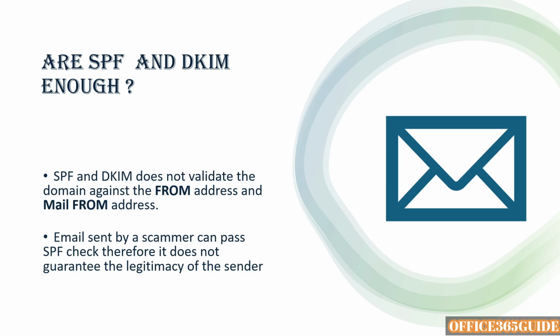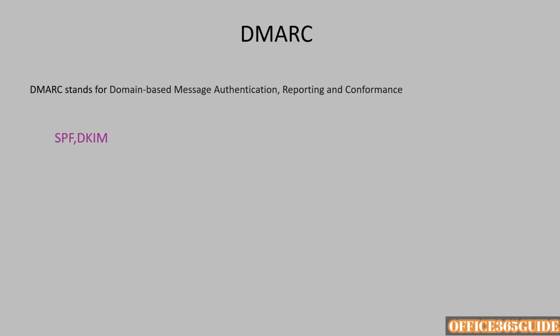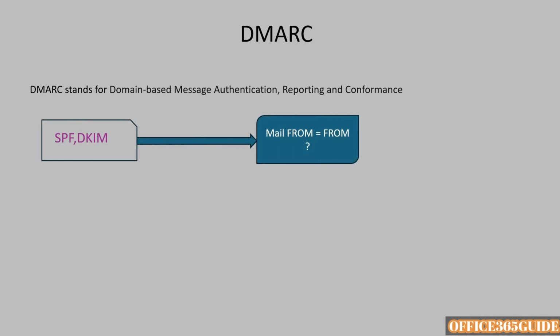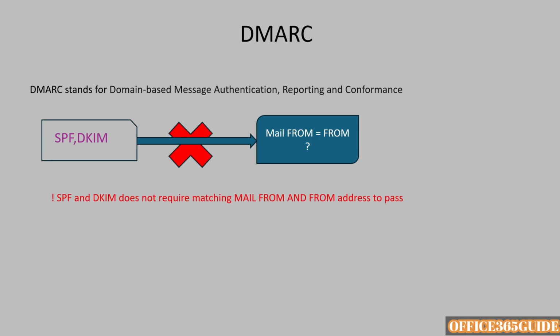Now, this is where DMARC comes into the picture. As a recap, we know that SPF and DKIM will never make sure that these Mail From and From addresses are the same. Let's see how DMARC helps us in this scenario. DMARC stands for Domain-based Message Authentication, Reporting and Conformance. DMARC basically is an alignment between SPF and DKIM, and it makes sure that these addresses are the same.